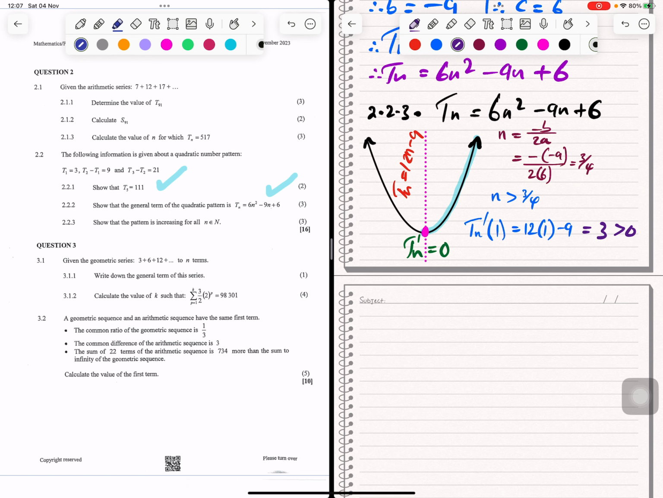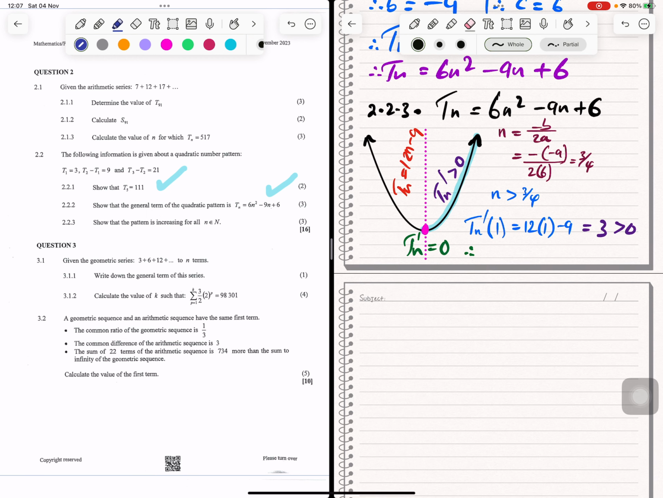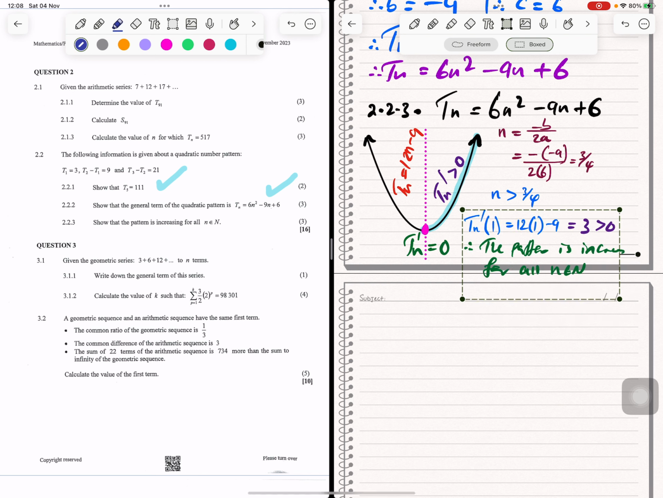Remember that in this space here is tn bigger than 0, and this side is tn less than 0. So if you substitute 1 into that first derivative, it must be positive. Therefore, the pattern itself is increasing for all values of n being natural numbers. Yes, sorry guys about that particular confusion there.